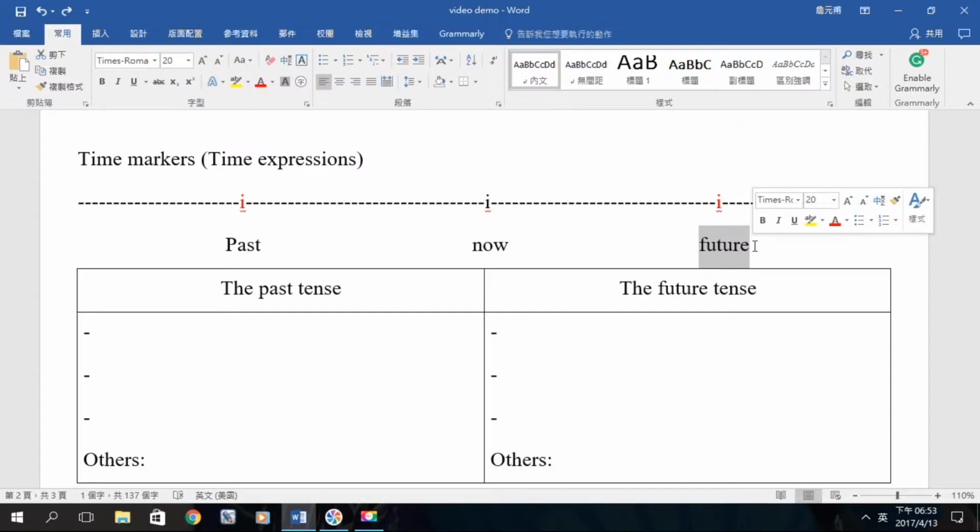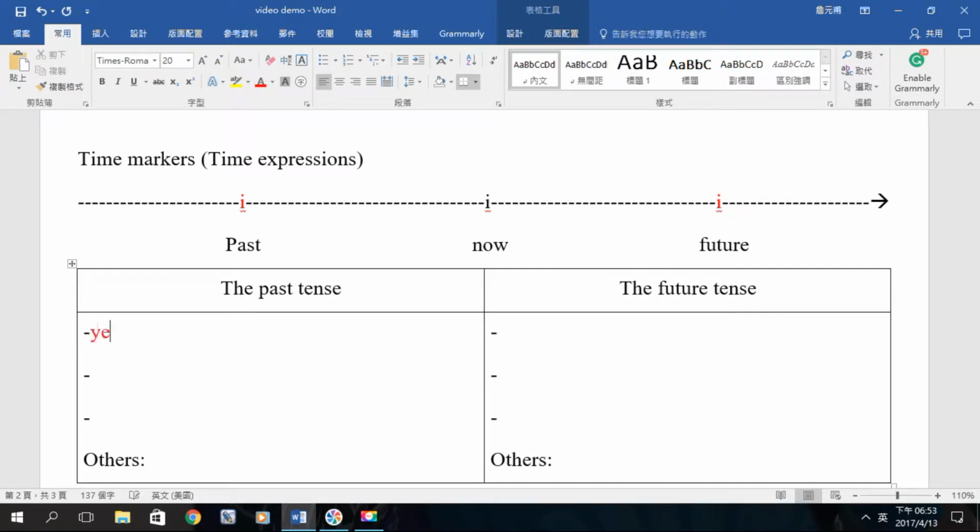So say, for example, there are 3 key words that we use with the time markers of the past. The 3 key words are yesterday, this is the first one, and then last, that's the second one, and ago. These are the 3 key words that we use in the time markers of the past.